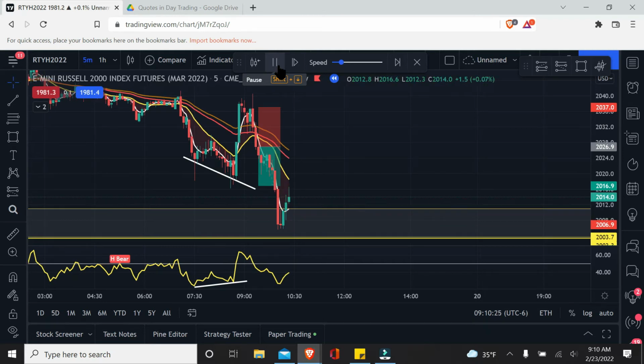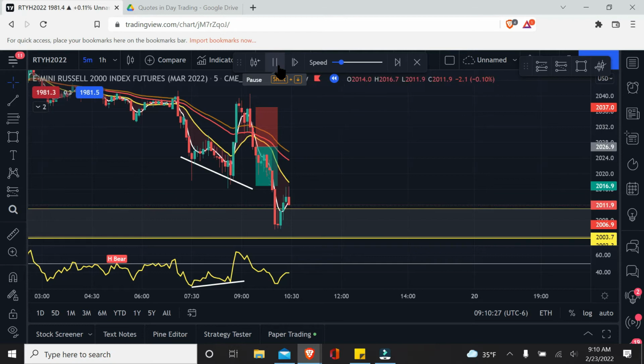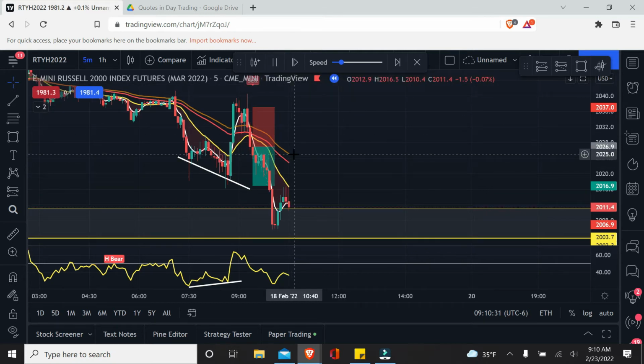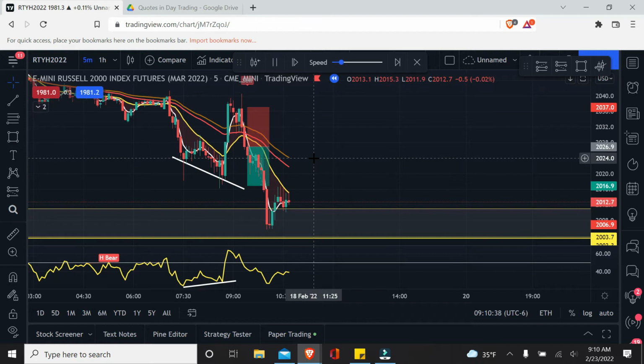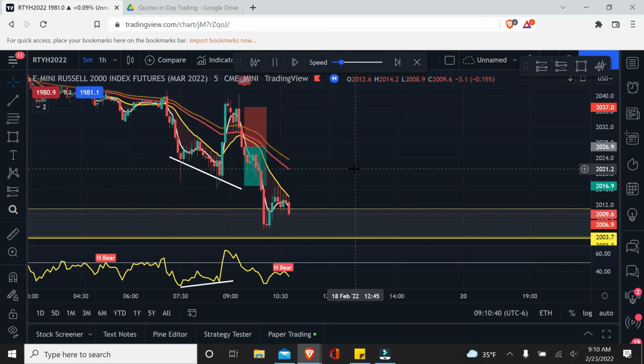Price is turning, going back up. And I expect it to come back up and hit the moving averages, the 50 or the 50 weighted or the 20 EMA. That's kind of what I expect, but we'll see what happens.